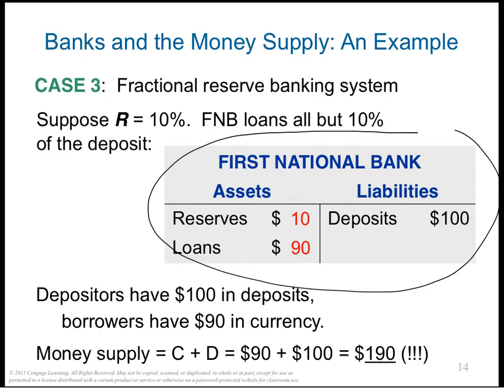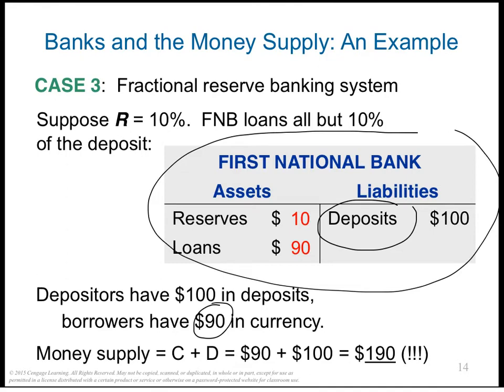Let's consider again what the money supply is in this economy. Before First National makes any loans, the money supply is $100 of deposits. When First National lends out some of these deposits, the money supply increases. How? The money supply is currency plus deposits. How many deposits are in this economy? $100, it's given here. How about the currency held by the public? It is equal to the amount the bank is giving out as loans, which is $90. As you see, the money supply has now increased by $90.